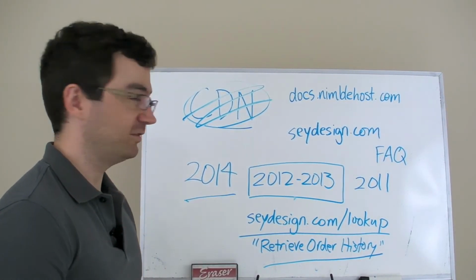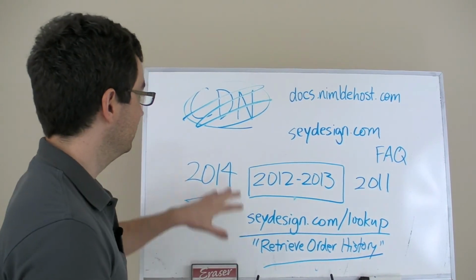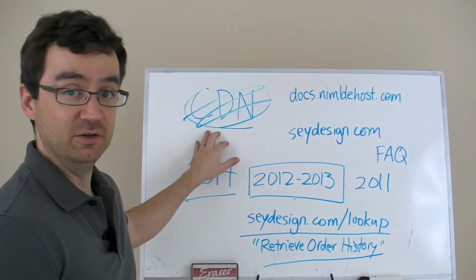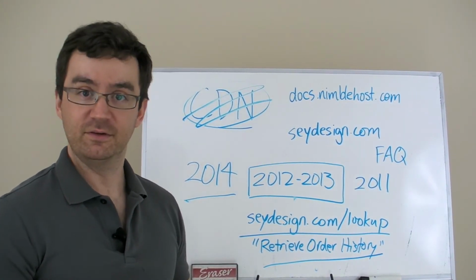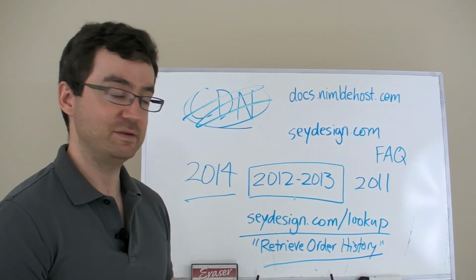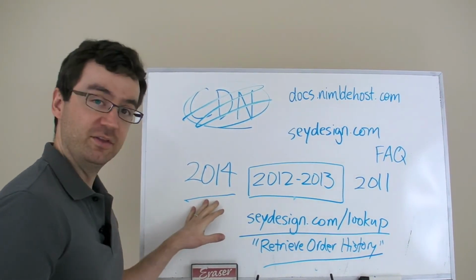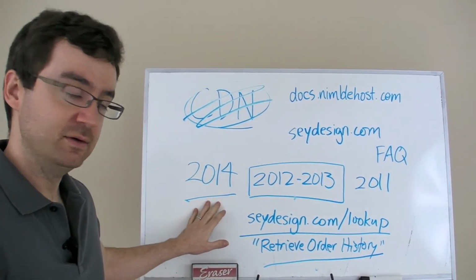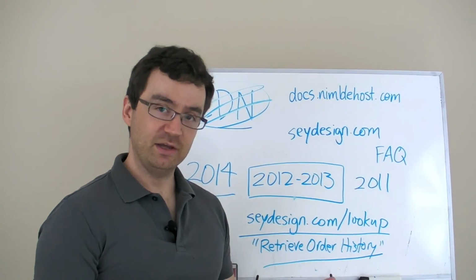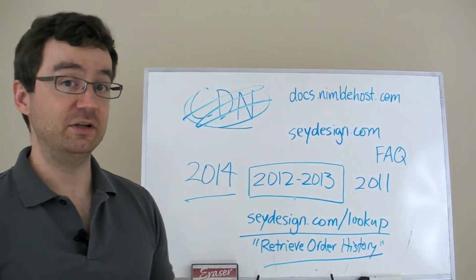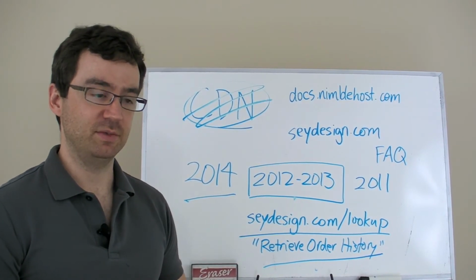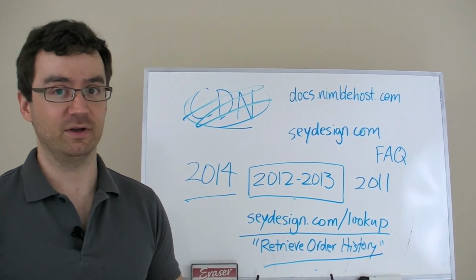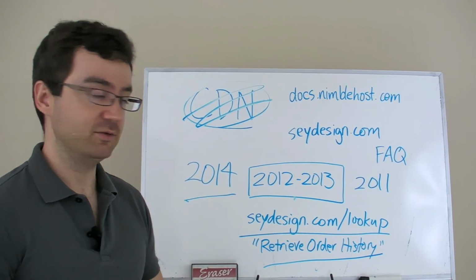So again, just to sum this up real quick for you, there was a CDN in use with seyDesign themes that we've decided to retire at the end of this month, December 31st, 2014. If you purchased a theme in 2014 or in 2011, then in most cases you should be fine. You shouldn't need to do anything. I still recommend double checking your theme version, and double checking your sites to make sure that they're using the latest files.